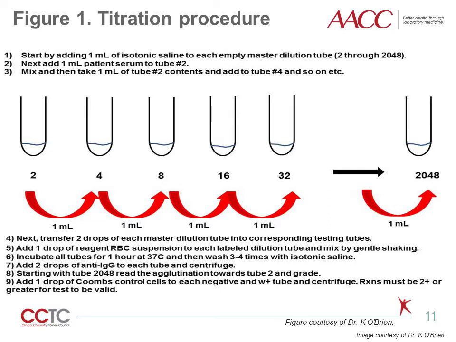The tubes are then incubated for 1 hour at 37 degrees Celsius and then washed 3 to 4 times with isotonic saline. 2 drops of anti-human globulin are then added to each tube and the tubes are centrifuged. Starting with tube number 2048, read and grade the agglutination towards tube number 2. Add 1 drop of Coombs control cells to each negative and weak positive tube and centrifuge. Reactions must be 2+ or greater for the test to be valid.